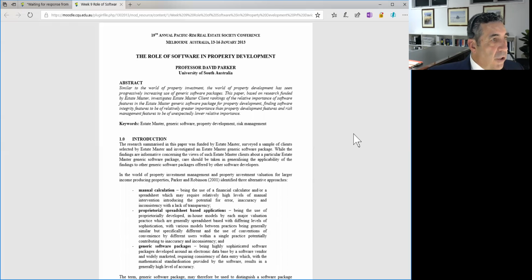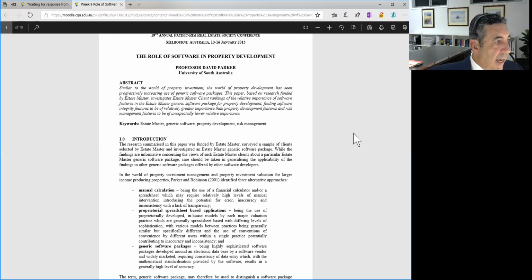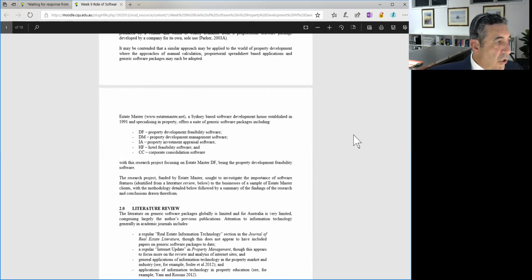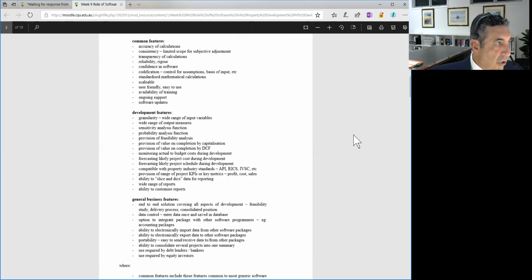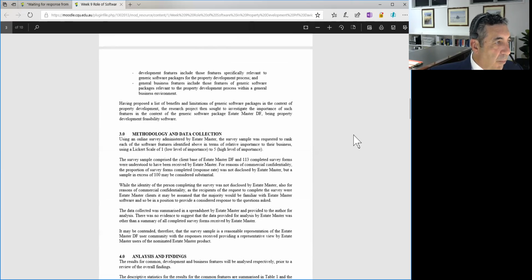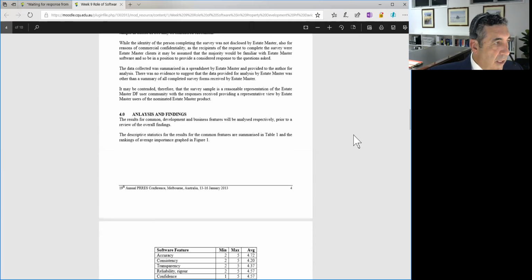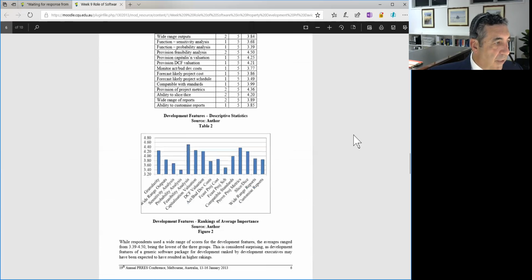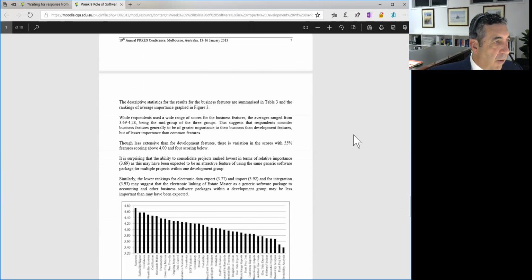Now, the material that you might read in the textbook and the study guide, you should supplement by an excellent article by Professor David Parker. You'll see that on screen, and you'll see that Professor Parker talks specifically about the Estate Master client software within the context of property development. So that is a great way to introduce yourself to what this software is all about and how it might be specifically used in the practice of property development.